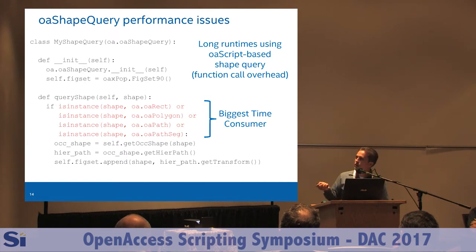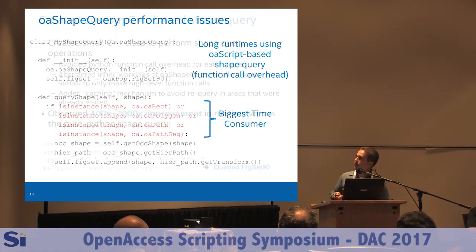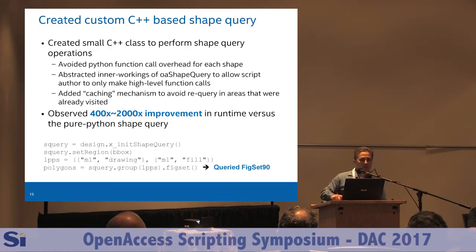But even with that feature, there still is a performance hit to transferring control from the query to the language every time it encounters a shape, which can be hundreds of thousands or millions of times. And every time you do that, that's where you're going to see a performance hit with oaScript, because it has to convert everything into the scripting language, run the function, and then convert it back to the system, basically.